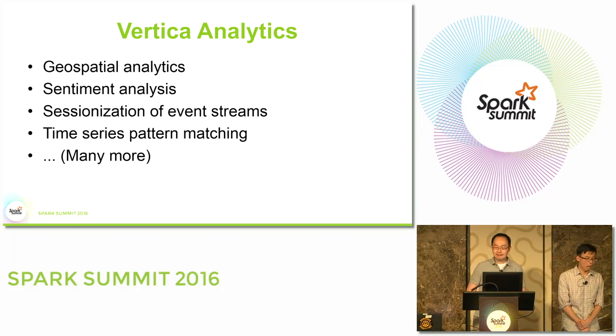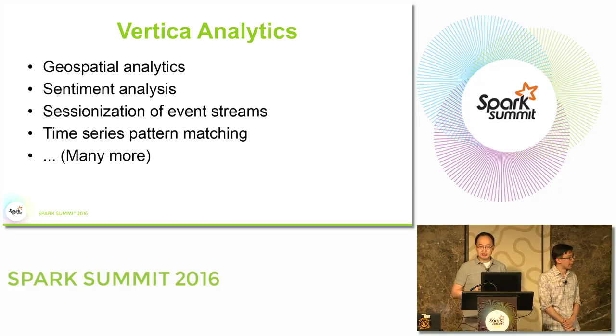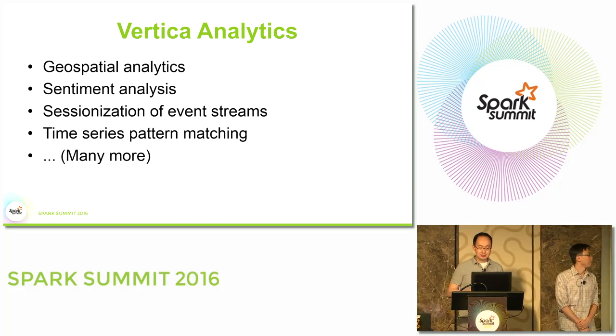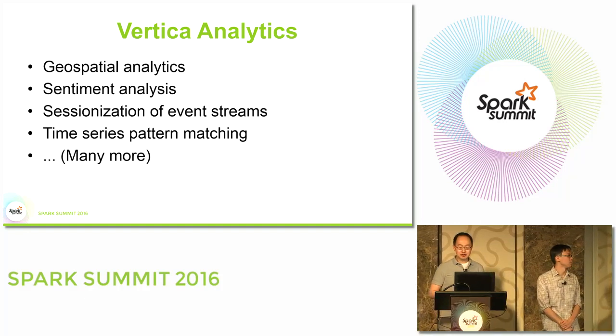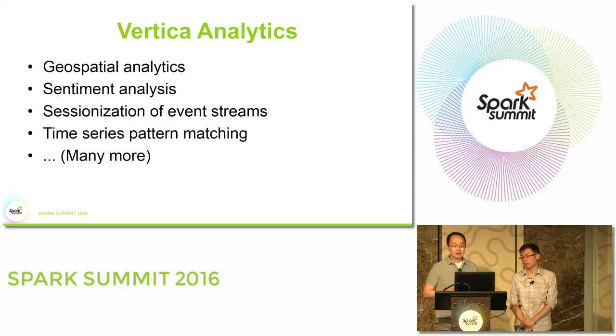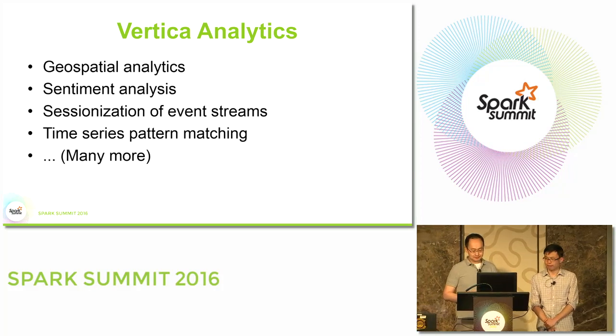So Vertica has many built-in functionalities that will be a good complement to Spark. Vertica supports geospatial analytics, semantic analysis, sessionization of event streams, time series pattern matching, and many more. So users can combine these two systems and enrich their Spark side filtering, feature engineering, and so on.